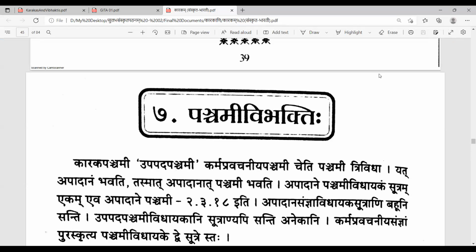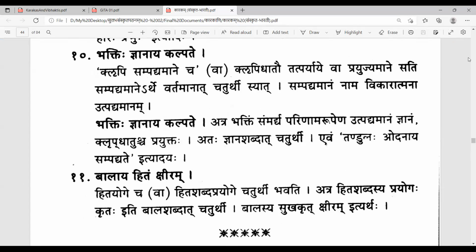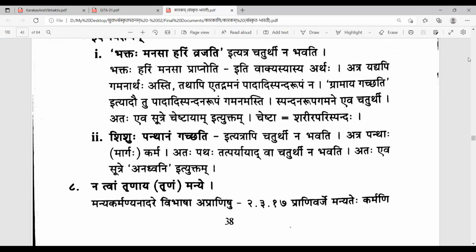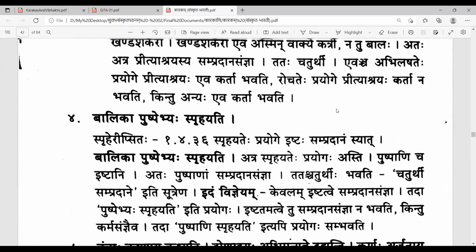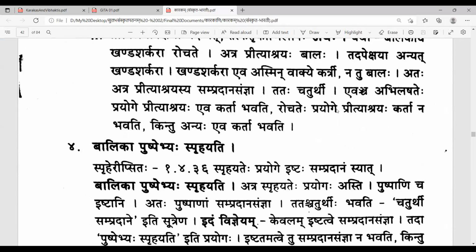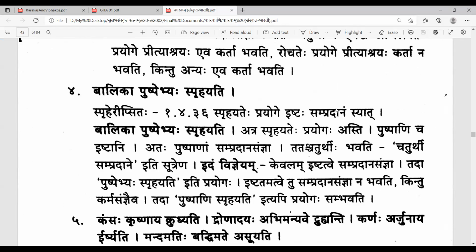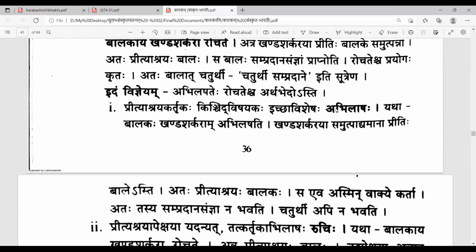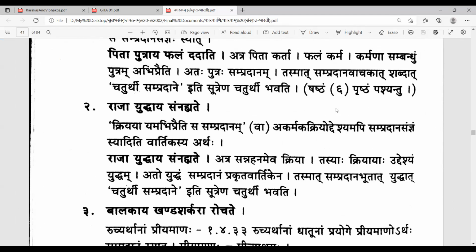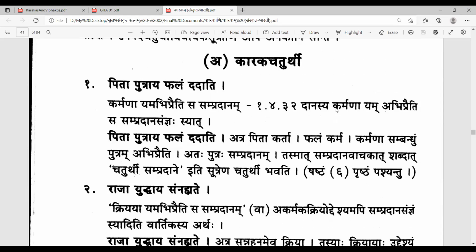Have you read the Samskrita Bharati Karaka book completely? Have you read the Chaturthi Vibhakti? Yes. This is the same thing only. It is there in a shortened form. What is there in the Samskrita Bharati book? The same thing in a shortened form.